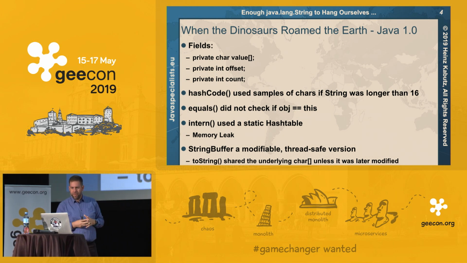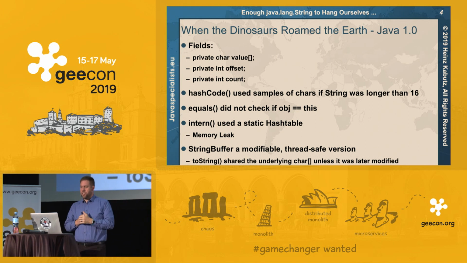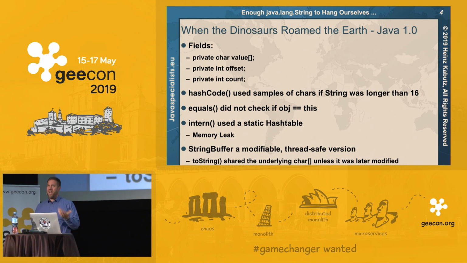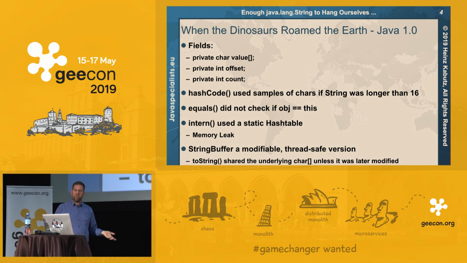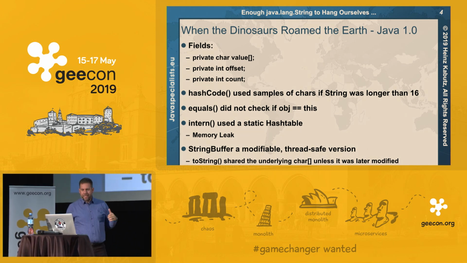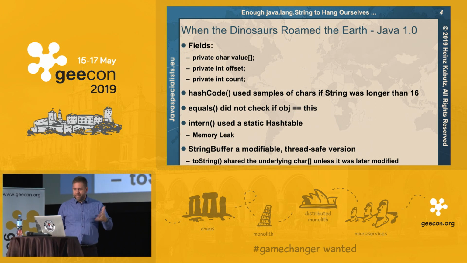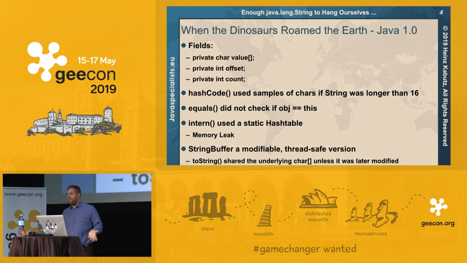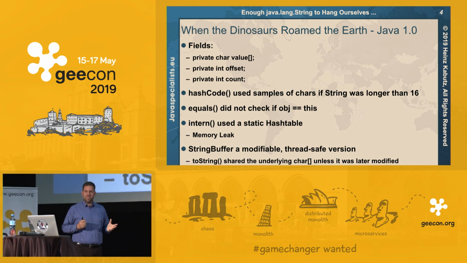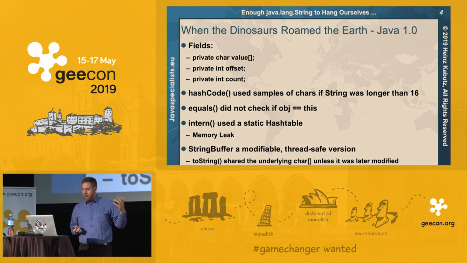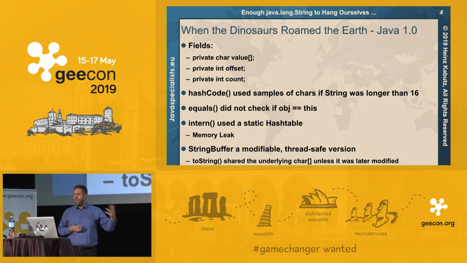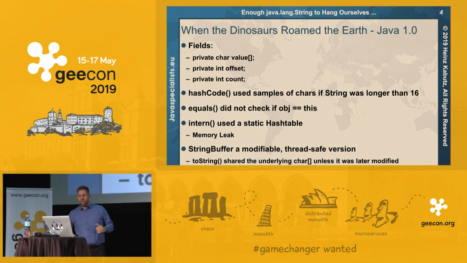I'll show you the code in a moment. Equals didn't check whether object equals this, and in turn used a static hash table. So there was actually a memory leak in Java 1.0. But it's okay, it sort of worked. And they had a StringBuffer, which is a bit like a vector of primitive char, which basically means a thread-safe collection of characters that you could change.